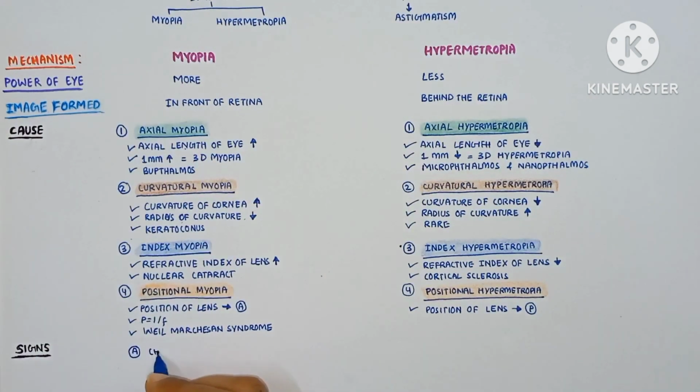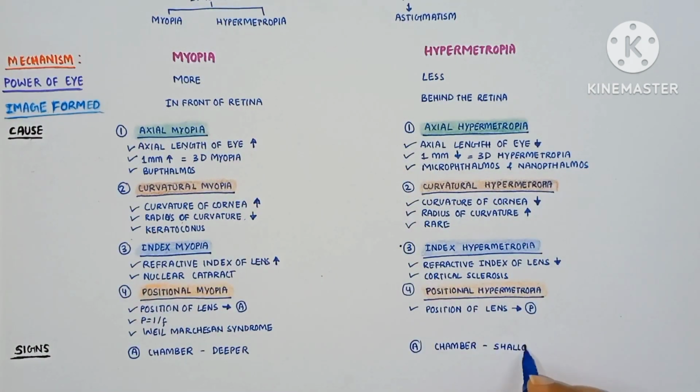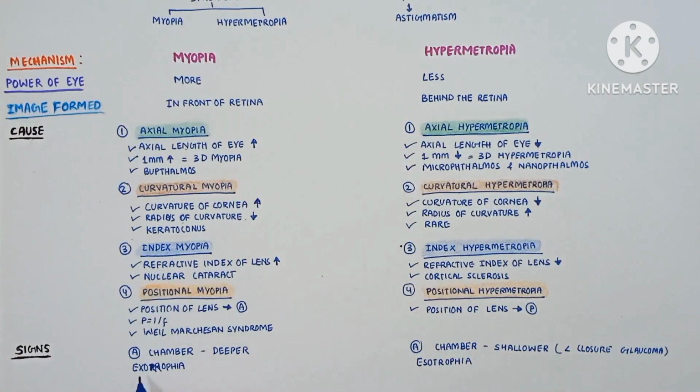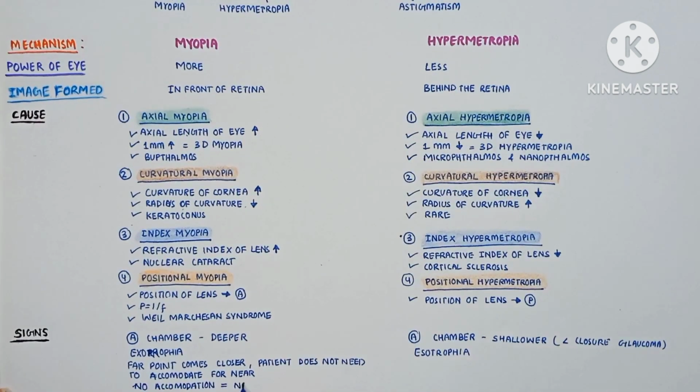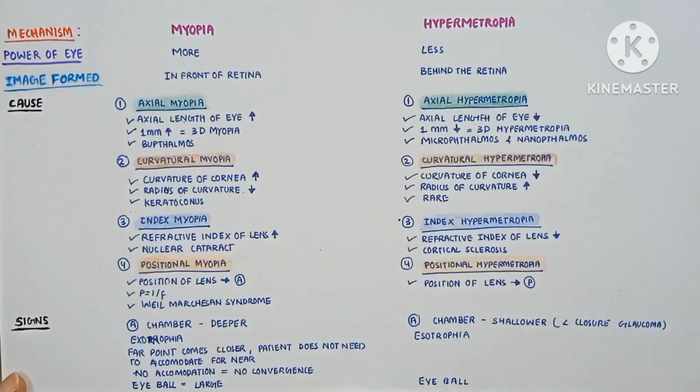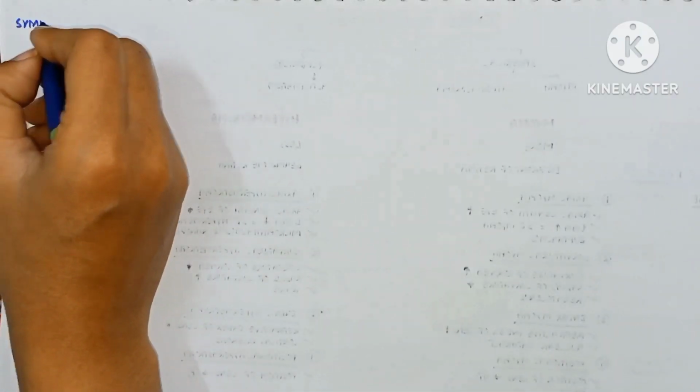Now the signs. The anterior chamber is deeper in myopia and shallower in hypermetropia, that is angle closure glaucoma. Exotropia in myopia, esotropia in hypermetropia. The far point comes closer and the patient does not need to accommodate for near vision. In myopia, no accommodation, no convergence. The eyeball becomes large in myopia and small in hypermetropia.